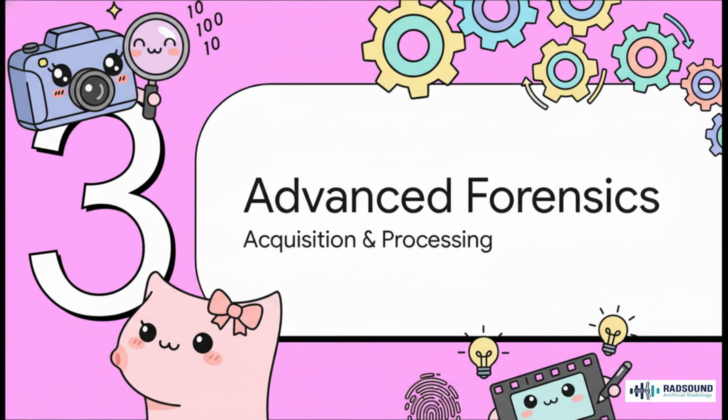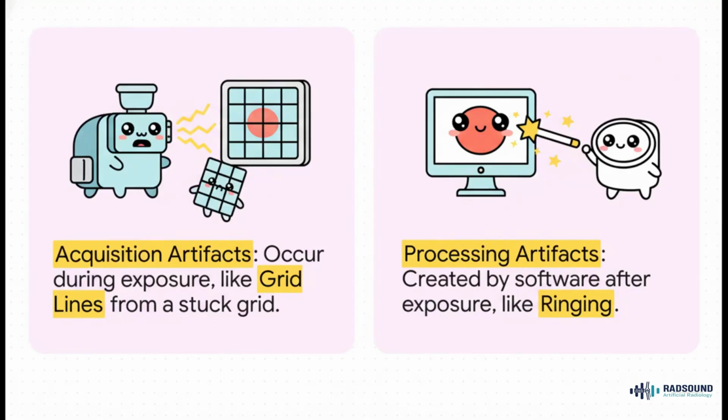We're looking at clues that weren't even in the original snapshot of the breast, but were actually introduced while the picture was being taken or while it was being digitally developed. This slide gives two perfect examples. On the left, you've got acquisition artifacts like grid lines or scatter fog. These happen during the X-ray exposure. Then on the right, you have processing artifacts like ringing, which are created by the software after the picture is already taken. It just goes to show, our detective has to understand the camera, the photographer, and the darkroom.